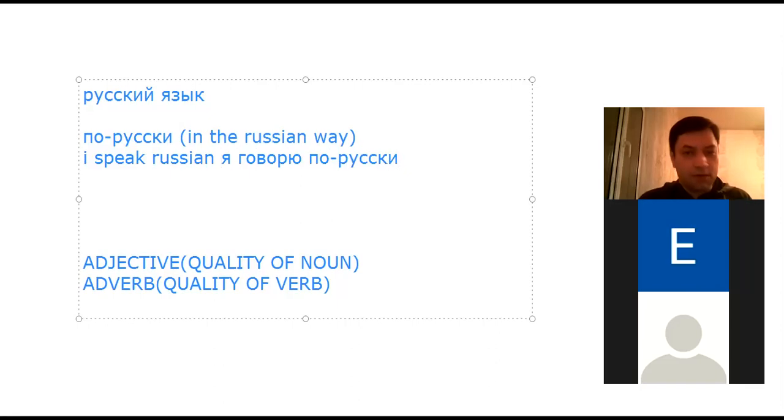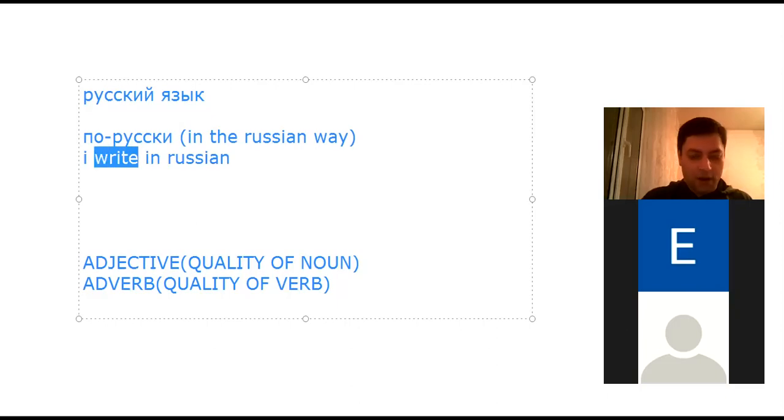Or you can use it with other verbs. For example, I sing Russian, or I write in Russian, or I read in Russian. So here, when you have a verb, you can use this adverb, по-русски.